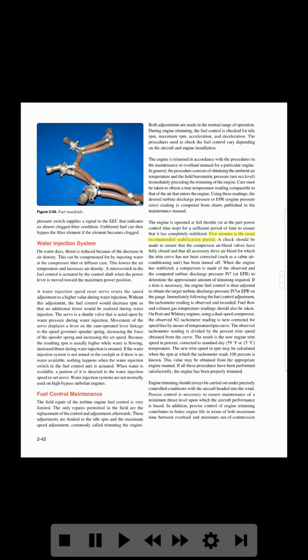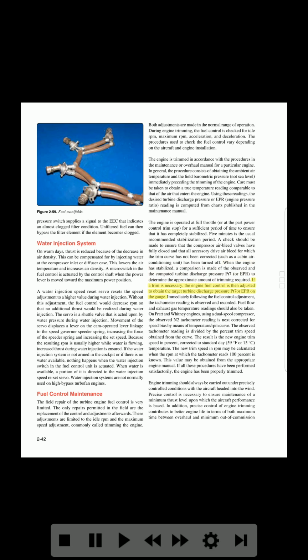5 minutes is the usual recommended stabilization period. A check should be made to ensure that the compressor air bleed valves have fully closed and that all accessory drive air bleed for which the trim curve has not been corrected, such as a cabin air conditioning unit, has been turned off. When the engine has stabilized, a comparison is made of the observed and the computed turbine discharge pressure PT7, or EPR, to determine the approximate amount of trimming required.